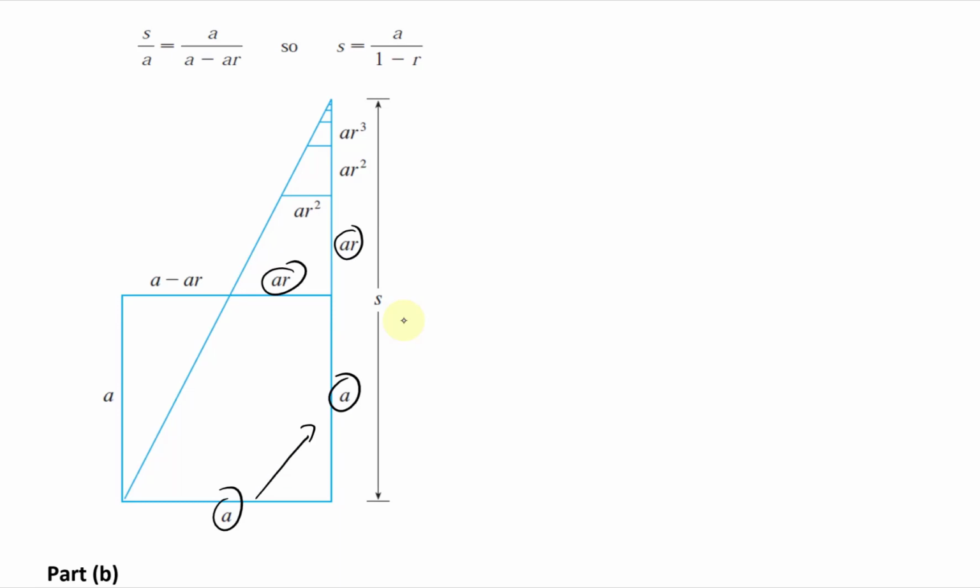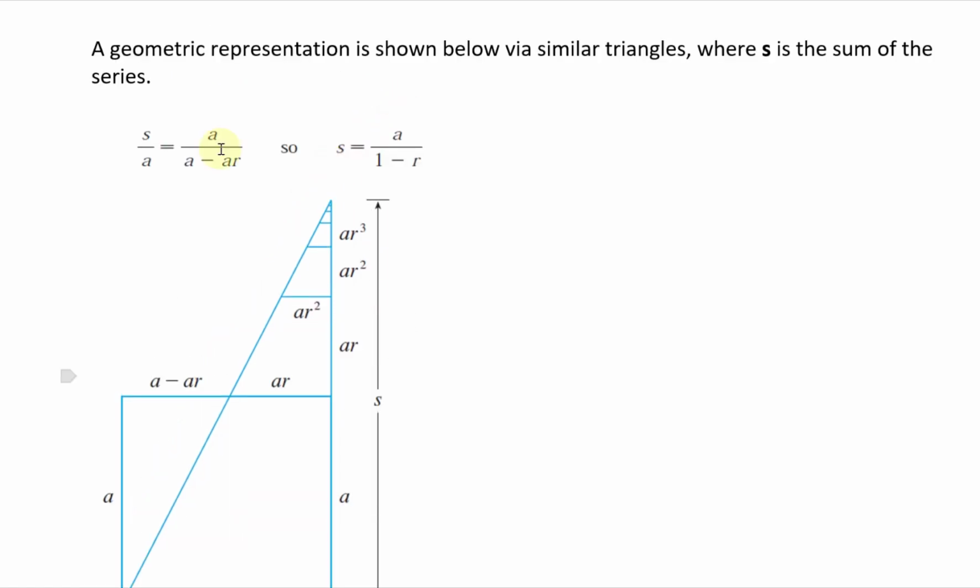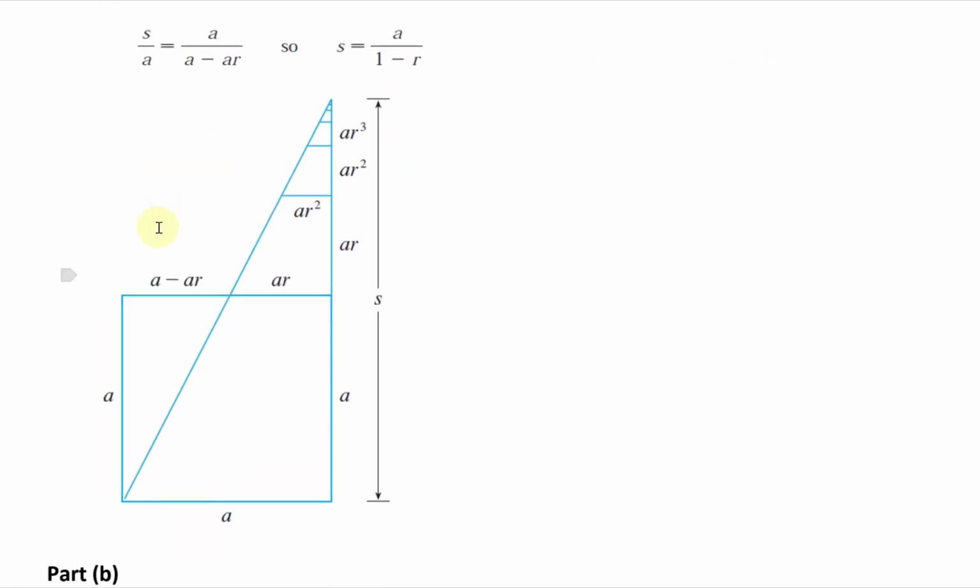So if you have A, the next one is AR, and then this one here is AR squared. So you're always multiplying by R, the common ratio, which gives exactly the same angle across here. So all these sides are AR cubed, etc. And it goes all the way to 0 because it's convergent, so it eventually goes to the sum S, which is this whole side. Then you could use similar triangles.